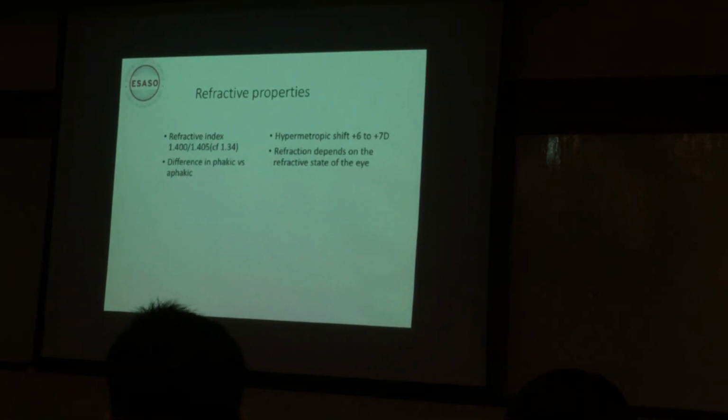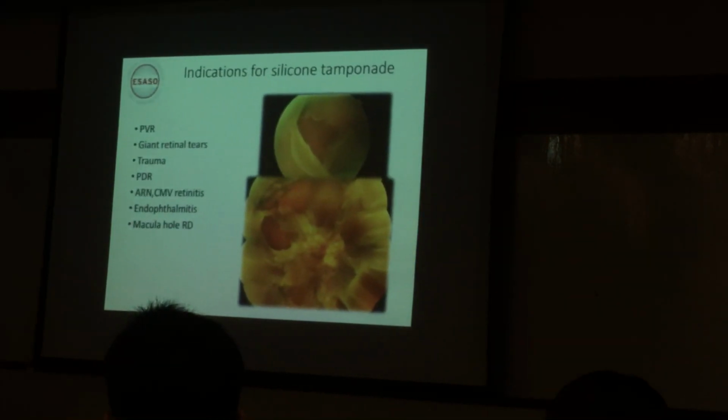Usually there is a hypermetropic shift, on average, of between 5 and 7 diopters. But again, that depends a lot on the refractive state of the eye itself. In very myopic eyes, sometimes there is not much of a shift. And between phakic and aphakic eyes it is also different. So you have to take that into account.